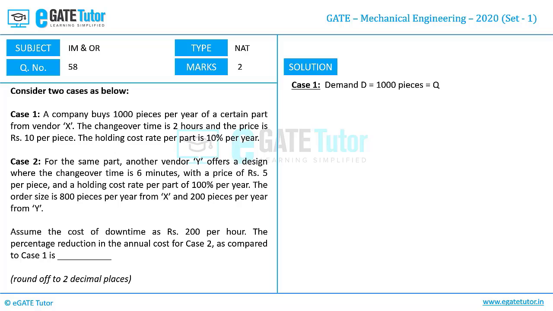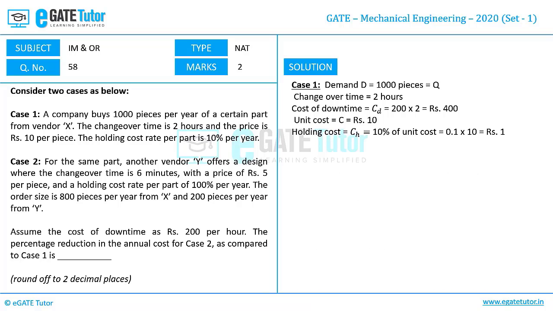It is also given the changeover time is 2 hours. It is given that cost of downtime is rupees 200 per hour, but the changeover time is 2 hours. So the total cost of downtime will become rupees 400. Unit cost is given as rupees 10 per piece. And holding cost is given as 10% of unit cost, which is nothing but 1 rupee.